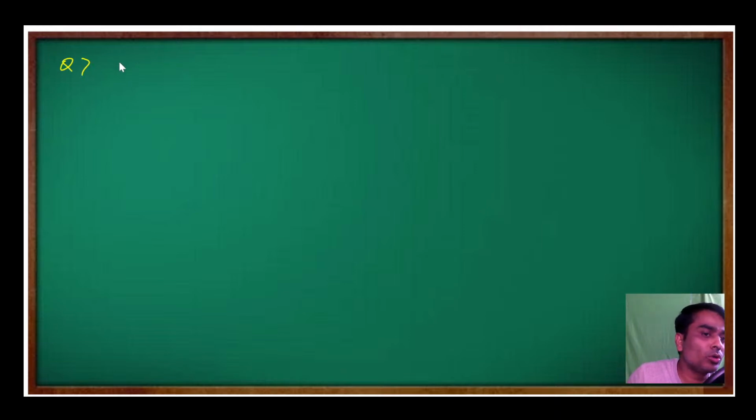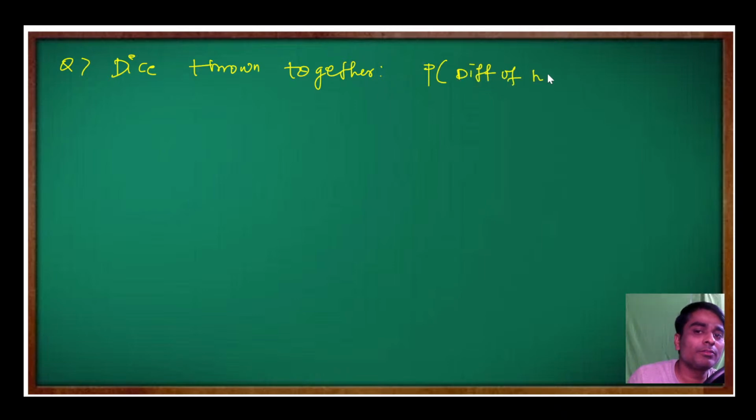Two dice are thrown together. The probability of getting difference of numbers on their upper faces equal to 3. Probability of getting difference of numbers on upper faces equal to 3.